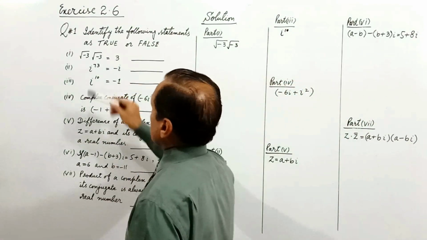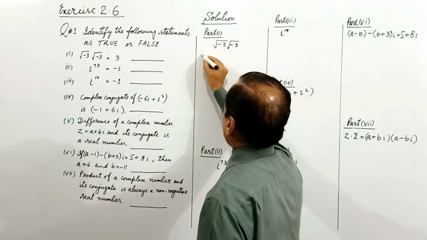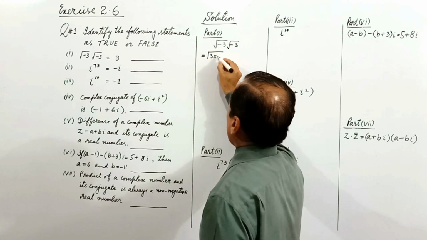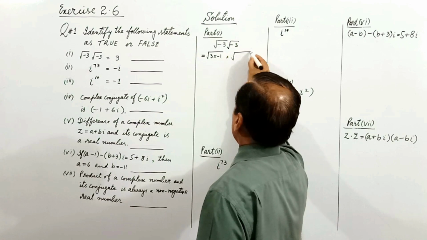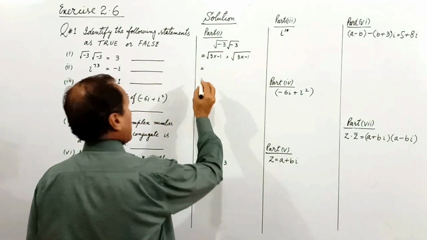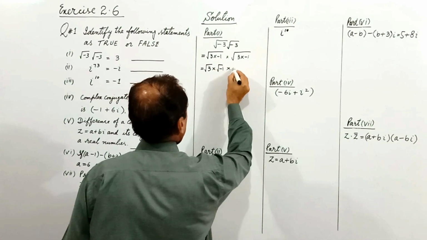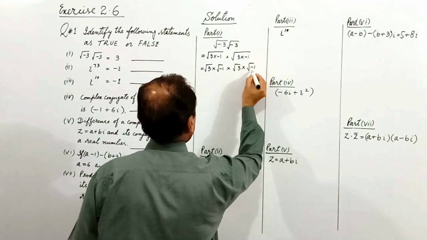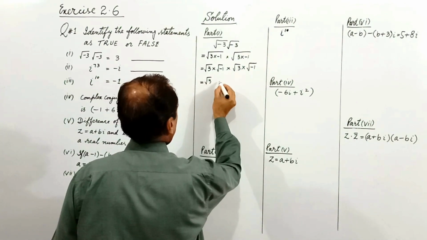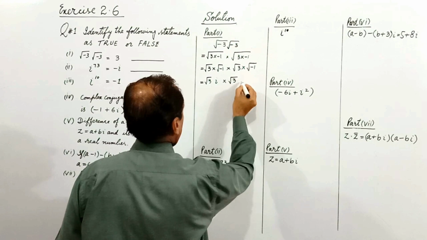In part 1, we are given the product of under root minus 3 and under root minus 3, which we can write as under root 3 multiplied by minus 1. According to the properties of square root, we can separate them: under root 3 multiplied by under root minus 1. And as we know, under root minus 1 is iota, so we write it as under root 3 iota.